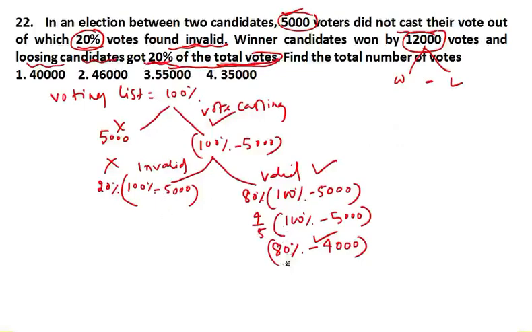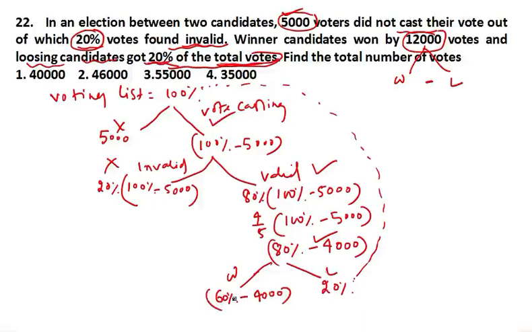Now from this valid vote, the winner and loser will get their shares. So it is said the loser gets 20%, from the total vote. I told you, from the total vote, whatever percentage is given, just write it. The loser got 20%. So what will the winner get? Obviously, the winner will get 60% minus 4,000. Okay, I hope this point is clear now.